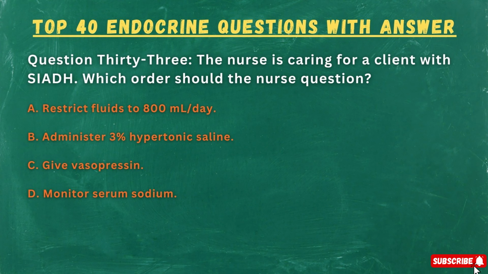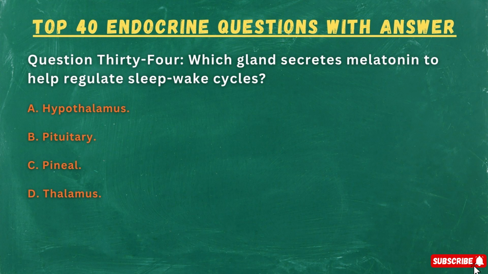Question 33. The nurse is caring for a client with SIADH. Which order should the nurse question? A. Restrict fluids to 800 milliliters per day. B. Administer 3% hypertonic saline. C. Give vasopressin. D. Monitor serum sodium. Answer: C. Give vasopressin.